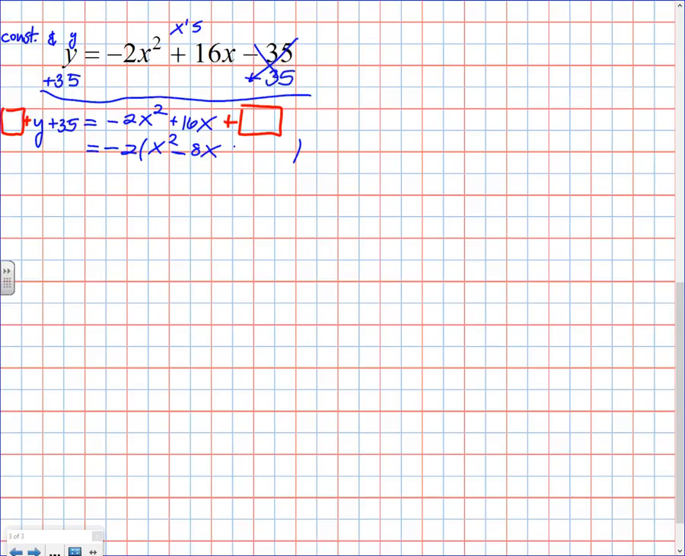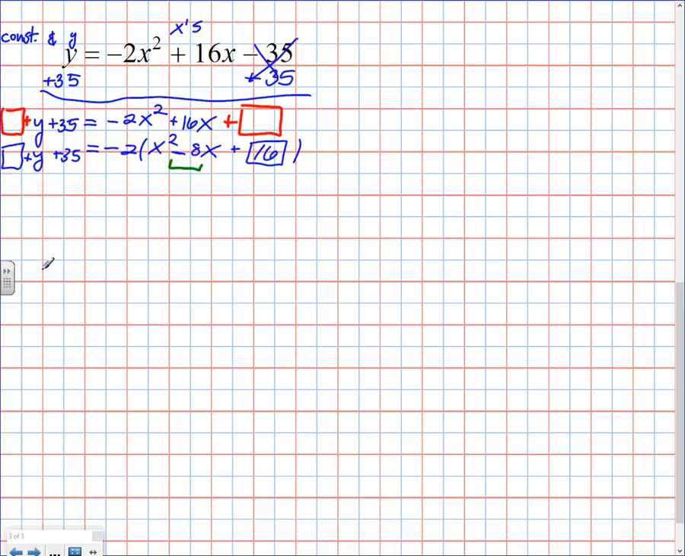Now, I'm going to be adding something in here, and on the left hand side, I have y plus 35 plus whatever number I'm adding. Okay, so you can do this in your head. Take this, cut it in half. Negative 8 cut in half will give you negative 4. And negative 4 squared will give you 16. So now the number that I'm adding is 16.